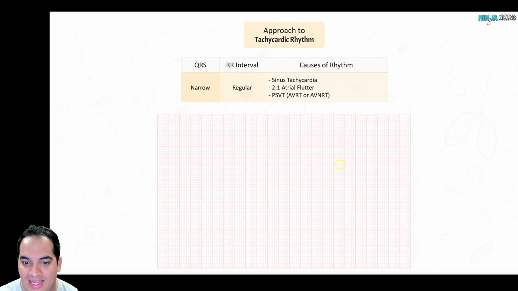So I like to then assess what's the actual QRS complex. Is it narrow? Meaning, is it less than 120 milliseconds, 3 little boxes? And is the R to R interval regular? What does that mean? That means if I measure the distance from an R wave to an R wave, it's the same all the way down the rhythm strip. There's a bunch of different types of narrow regular tachycardias that I have to evaluate.